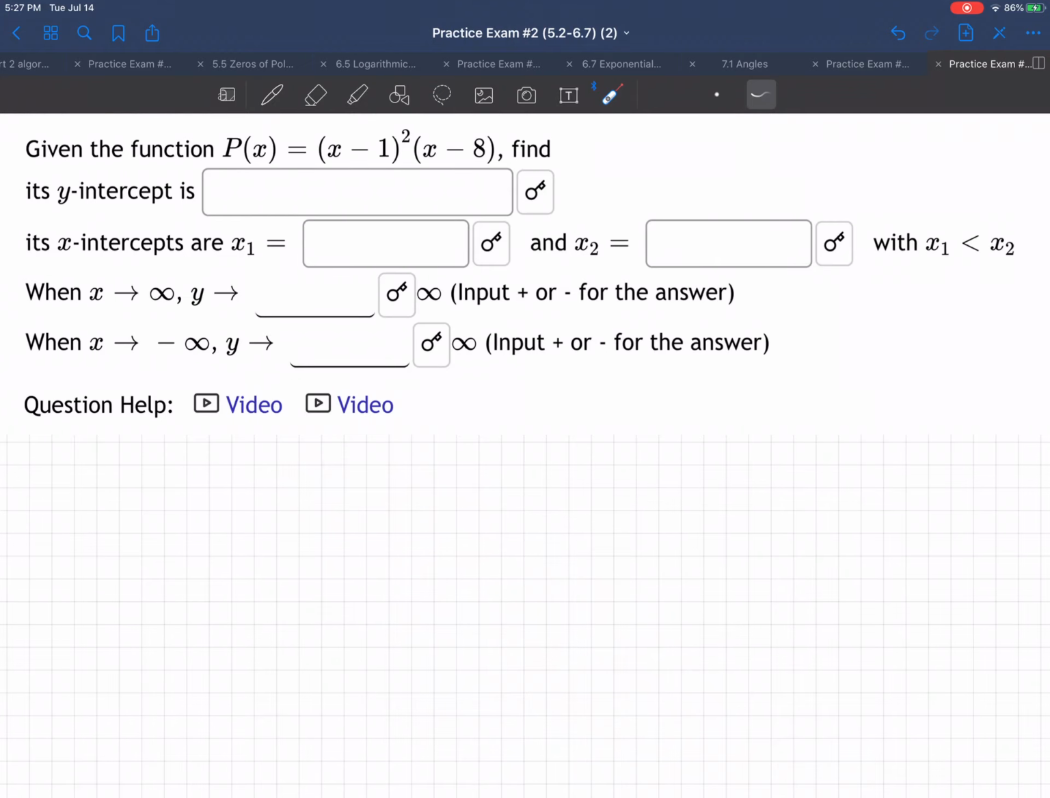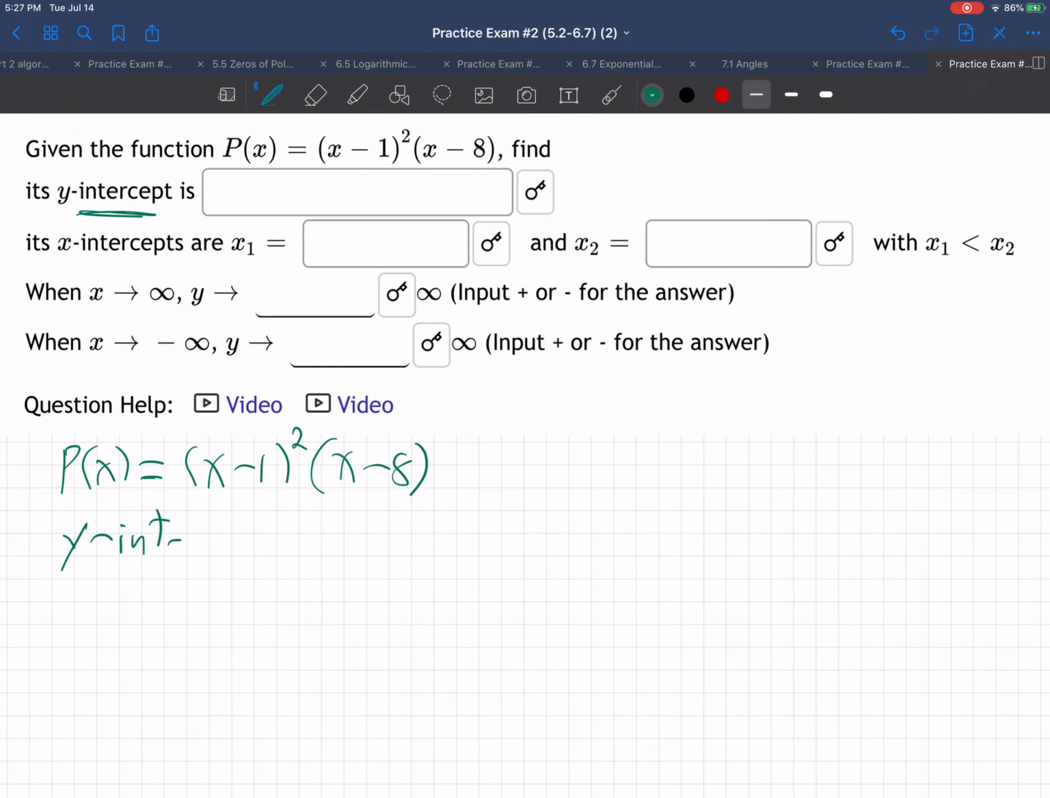Here's an example of a function, and they want us to find the y-intercept, the x-intercepts, and what happens as x goes to positive and negative infinity. So let's start. Let's write the function down here. They're asking us, what is the y-intercept? How do we find a y-intercept?